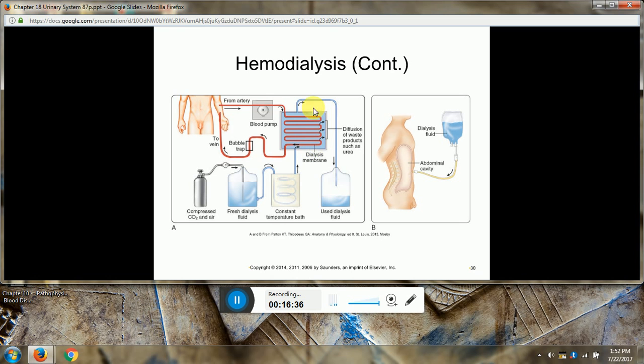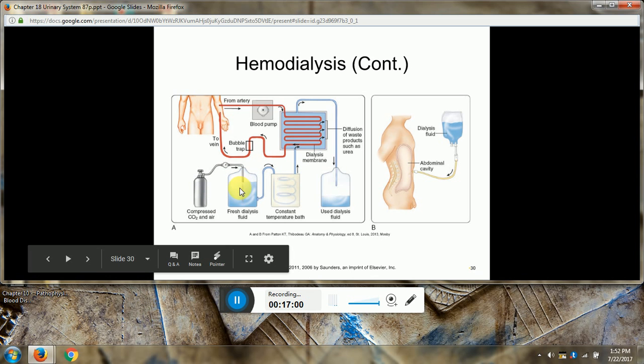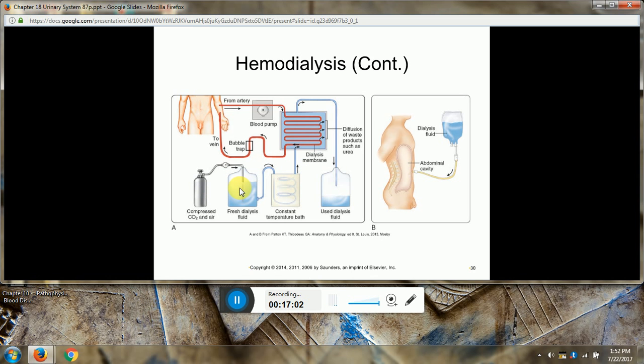Inside this box, or the dialysis unit, there is a fluid known as the dialysis fluid. That dialysis fluid needs to be the same temperature as the body. We need to circulate it so that it stays as fresh as possible.